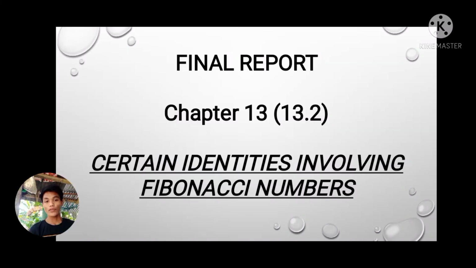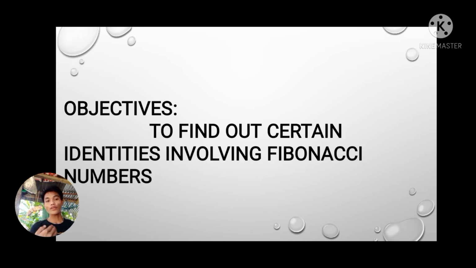Amen. So for this meeting, we're going to talk about my final report, which we can find in Chapter 13, Section 13.2. It mainly talks about certain identities involving Fibonacci numbers. So the main objective of this lesson is to find out certain identities involving Fibonacci numbers. But before anything else, let's have some prior information about what Fibonacci numbers are.